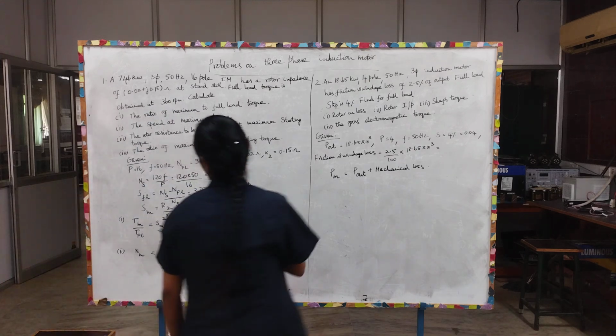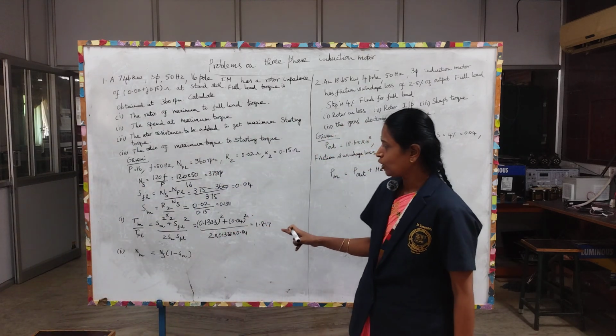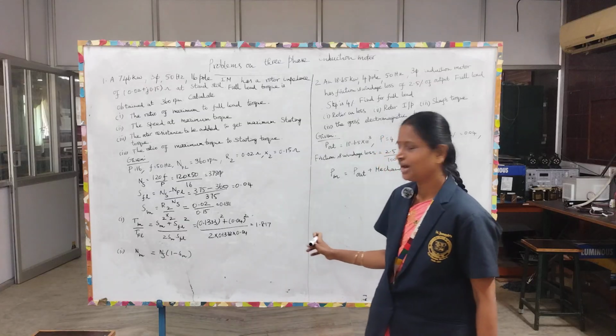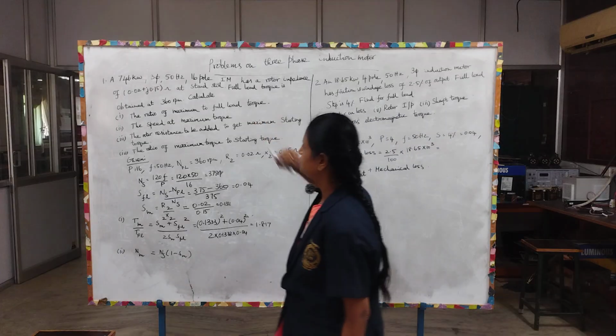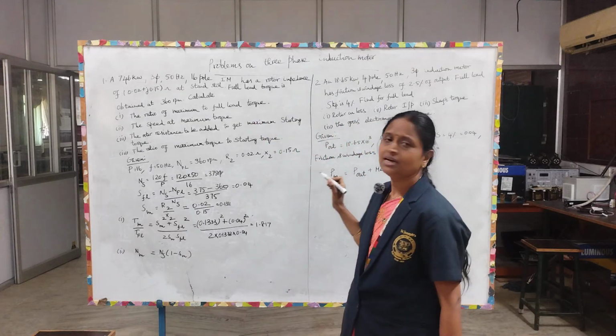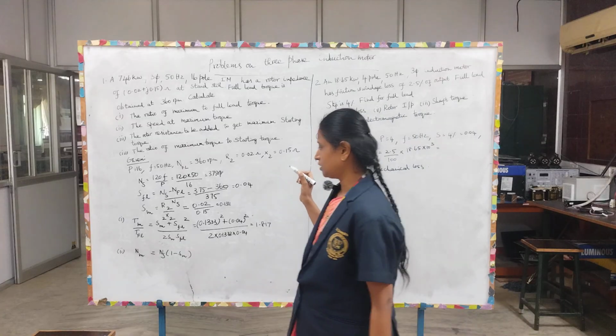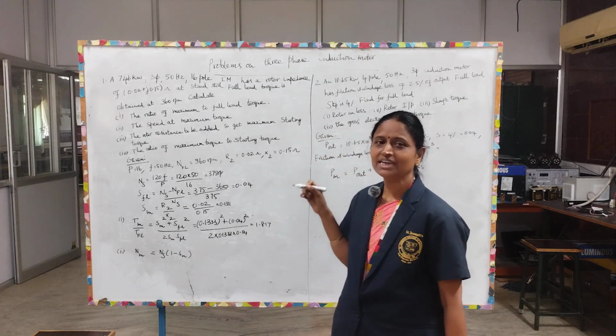So this is the ratio of maximum torque to full load torque. So we have calculated, that is the first division. Then second division, the speed at maximum torque. So we have to calculate Nm.